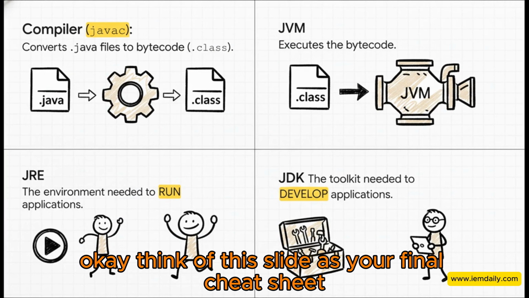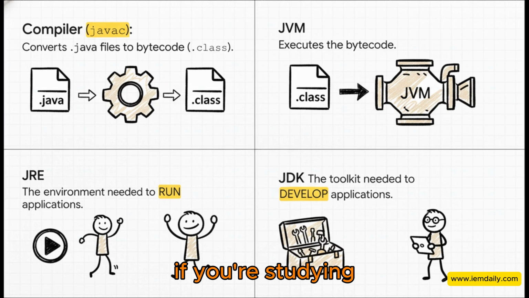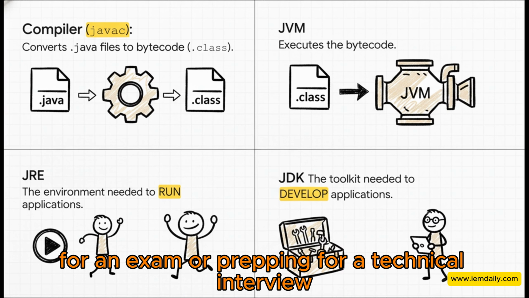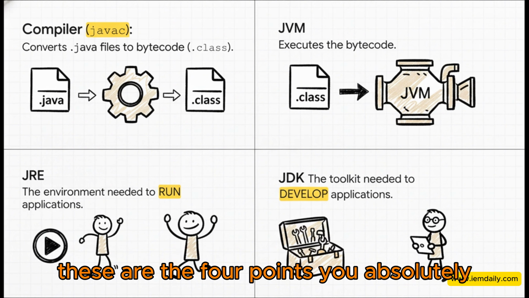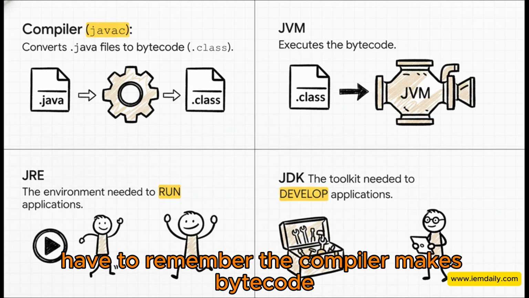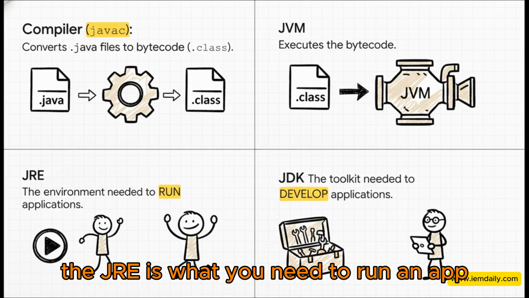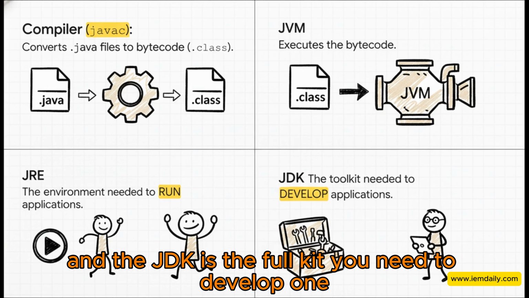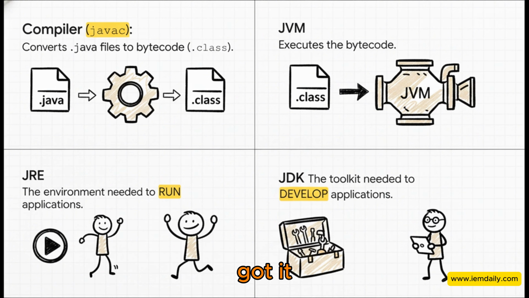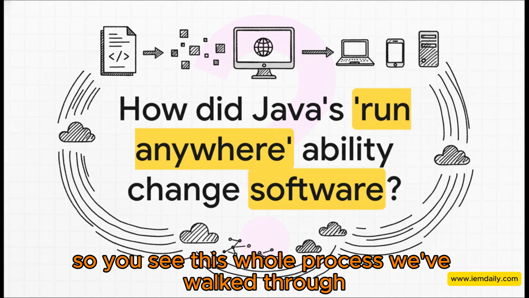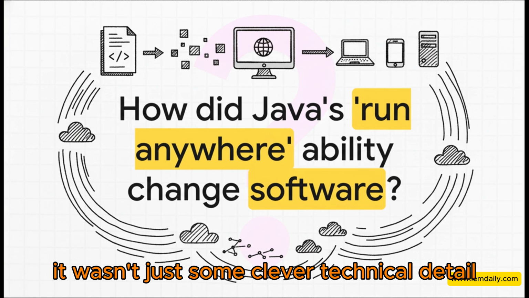Okay, think of this slide as your final cheat sheet. If you're studying for an exam or prepping for a technical interview, these are the 4 points you absolutely have to remember. The compiler makes bytecode. The JVM runs that bytecode. The JRE is what you need to run an app, and the JDK is the full kit you need to develop one.